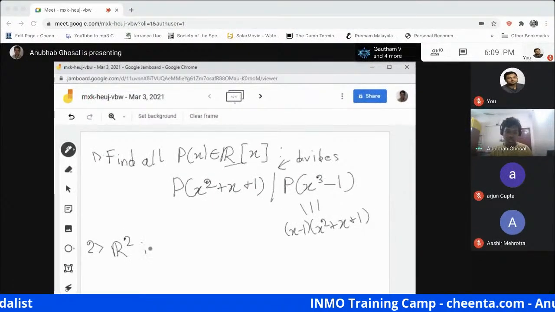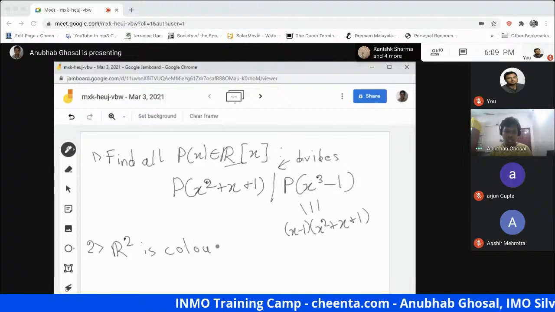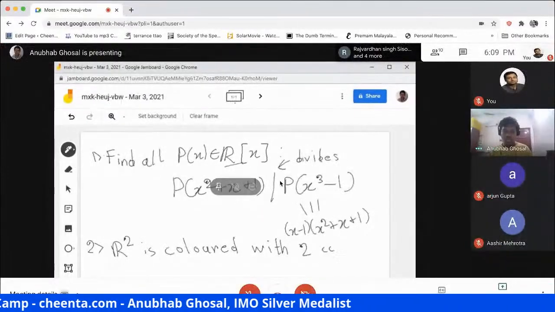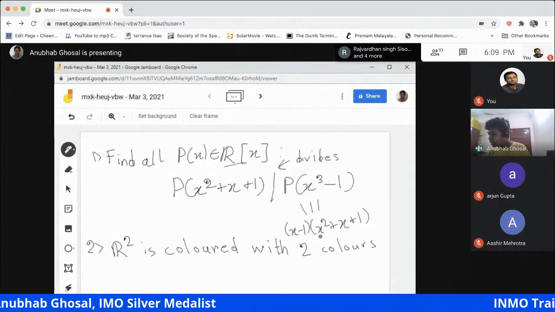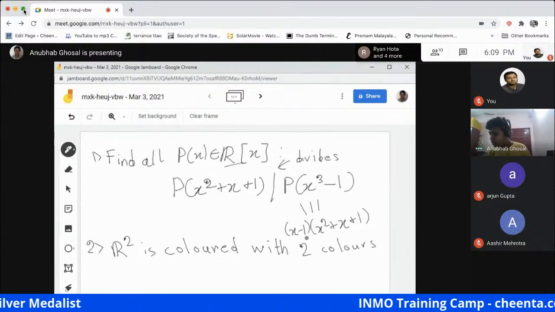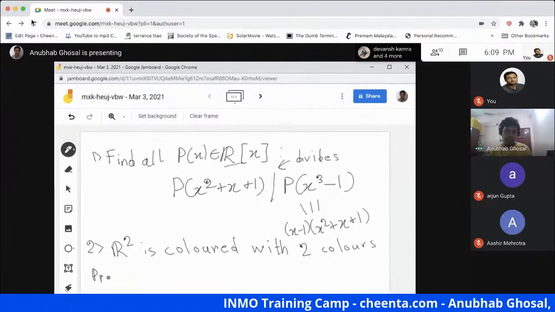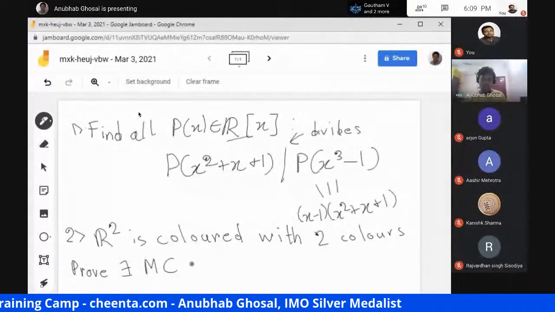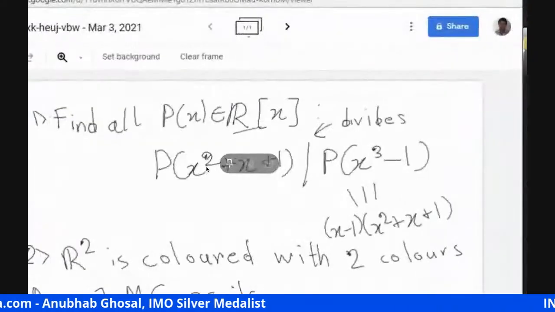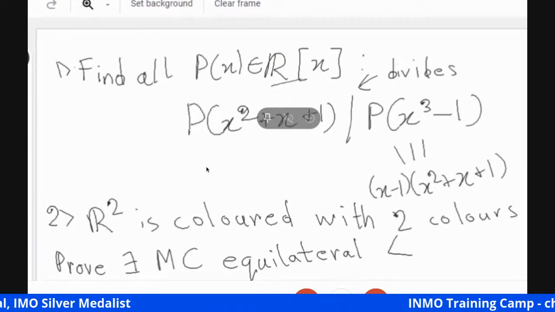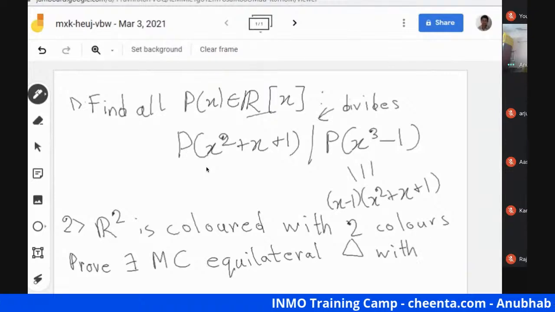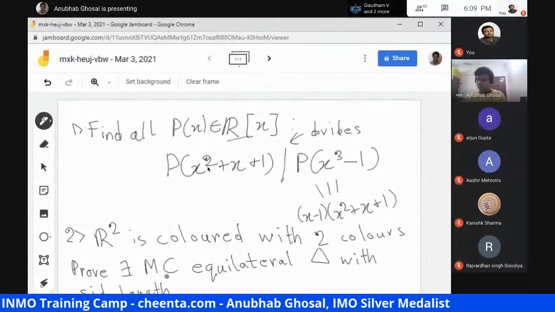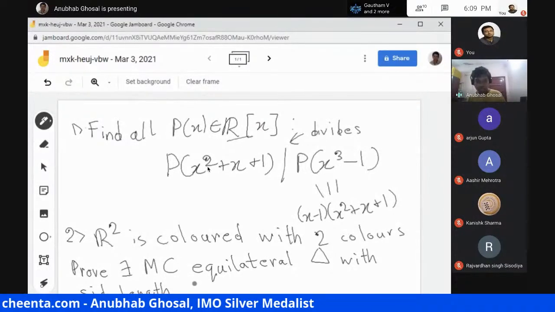R2, which means a plane, is colored with two colors, and I'll explain what this means. You have to prove there exists a monochromatic equilateral triangle with side length one or √3.